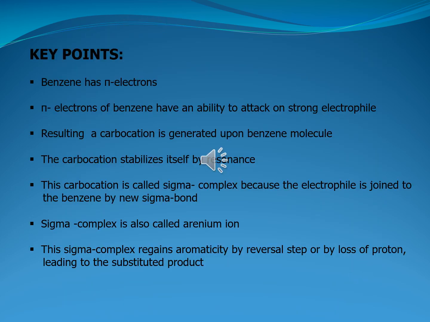Let's see some important key points for electrophilic aromatic substitution reactions which are helpful to develop the key mechanism of the electrophilic aromatic substitution process. As you know, benzene has pi electrons. The pi electrons of benzene have the ability to attack a strong electrophile, resulting in a carbocation being generated on the benzene molecule. The carbocation stabilizes itself by resonance. This carbocation is called a sigma complex because the electrophile is joined to the benzene by a new sigma bond. The sigma complex is called an arenium ion. This sigma complex regains aromaticity in two ways: first, by a reversal step, and second, by a loss of a proton. In this way, it leads to the substituted product.